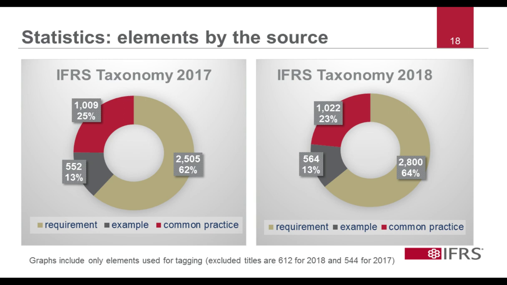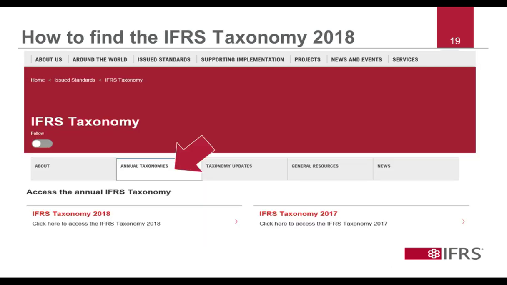Now, what we would like to show you is where the annual IFRS taxonomy is located on our website. It is on a separate tab. We have included all the annual taxonomies all together, and you can see there is IFRS Taxonomy 2018. On the slide, we can also see annual taxonomy 2017, but there are a few more there as well. We just didn't include them on the slide.